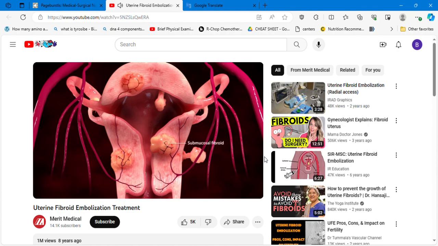Submucosal fibroids grow into the uterine cavity. Intramural fibroids grow within the wall of the uterus, and subserosal fibroids develop on the outside of the uterus. Pedunculated uterine fibroids occur when a fibroid tumor grows on a stalk, resulting in pedunculated submucosal or subserosal fibroids. All fibroids require a supply of blood to survive and grow. UFE takes advantage of this fact to target the fibroids.